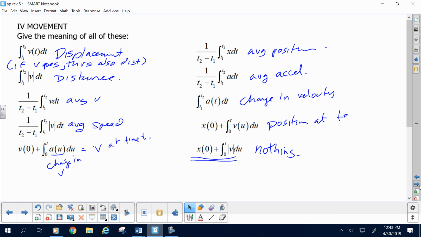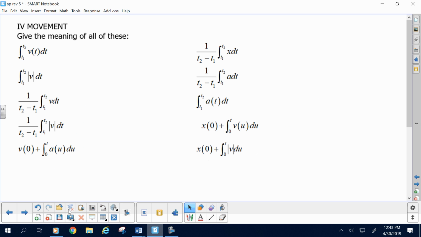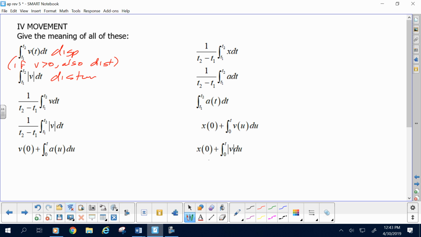Moving on. Here we go. Never mind. Ignore those. Okay. Quickly, that first integral, what does it mean? Displacement or change of position. What if velocity is positive on the interval? It's also distance. If velocity is positive, also distance. Distance and displacement are working at the same time. What about the integral of speed? That's distance, sorry. What about the third one? Average velocity. It's the average value of whatever's in the integral, in this case velocity.